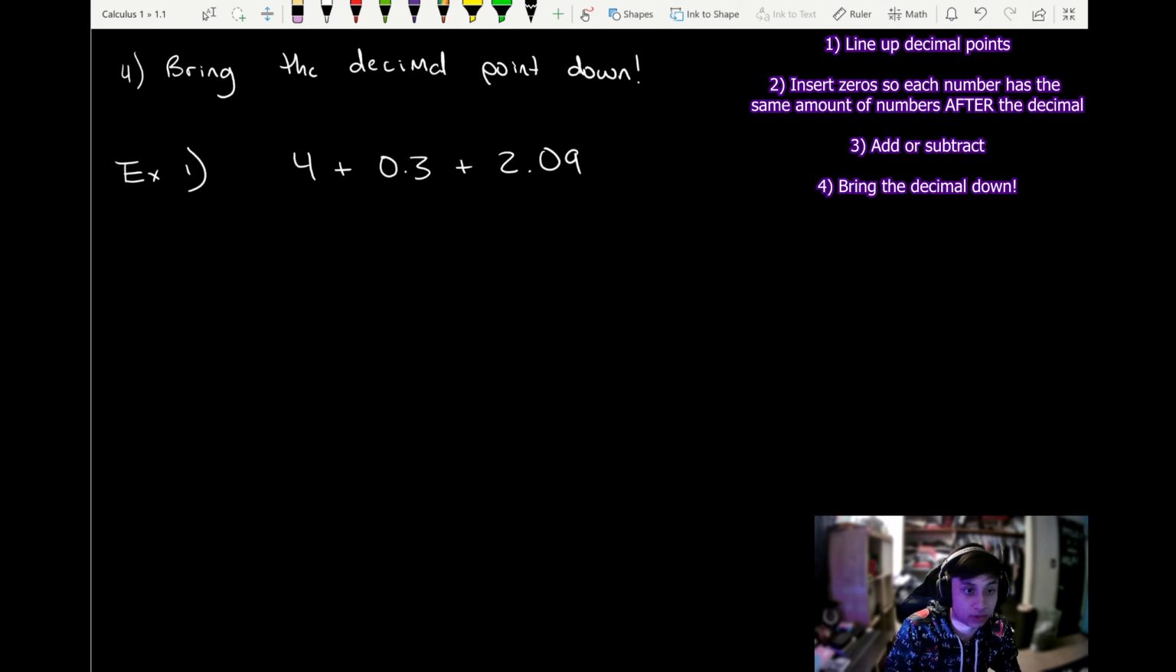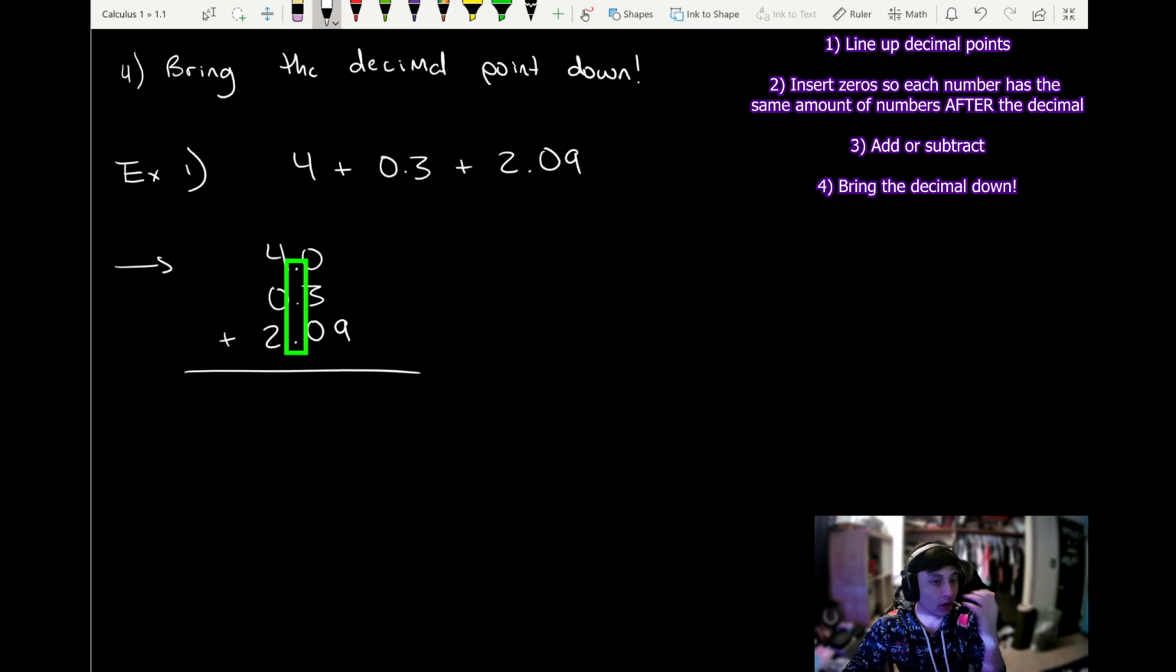So what's step 1? Right? That's to line up the decimals. So let's do that first. I'll write it over here. We have 4, right? And 4 is the same thing as 4.0, right? That does not change the value of 4. That's still 4. And then we have 0.3. Then we have 2.09, plus. So you can see all the decimal points are totally lined up, right?